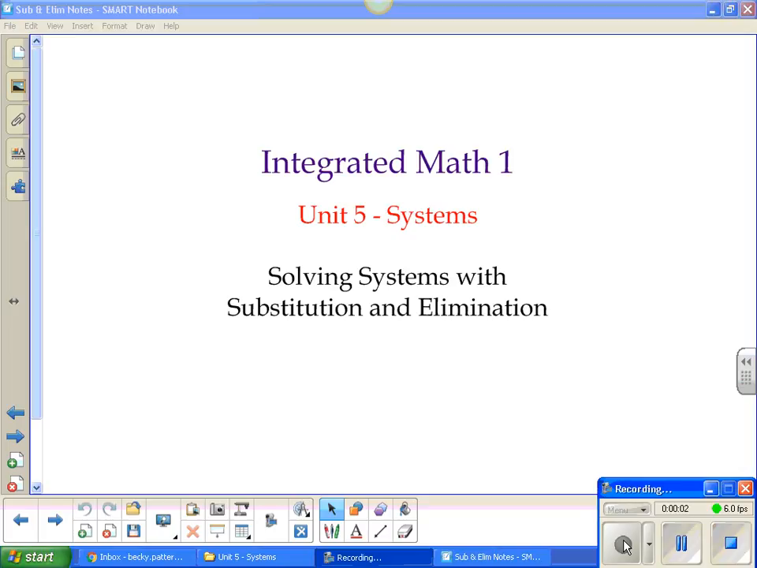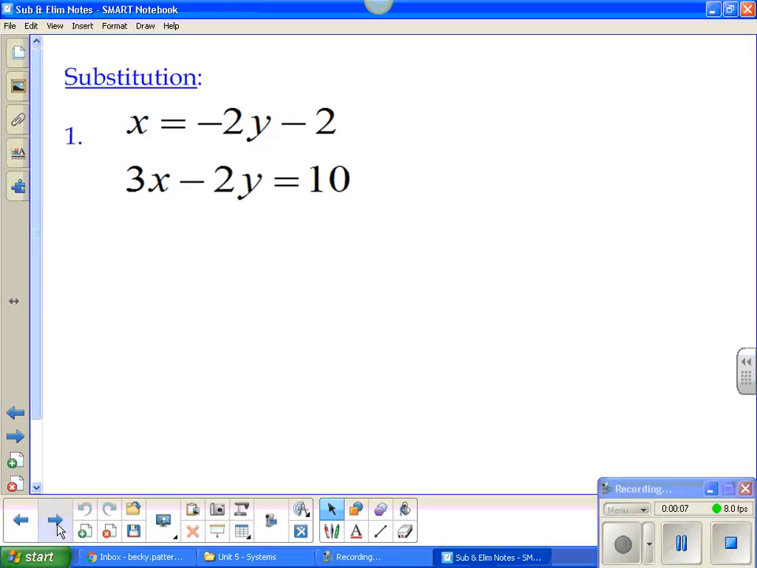This lesson is on solving systems using substitution and elimination. So yesterday we would solve this for y and graph both of these and find the point where the two lines crossed. Today I'm going to show you how to find them algebraically, so you don't have to solve for y and you don't have to graph and worry about drawing a straight line. This is an algebraic way to figure out where the two lines cross. You're still finding the same thing.